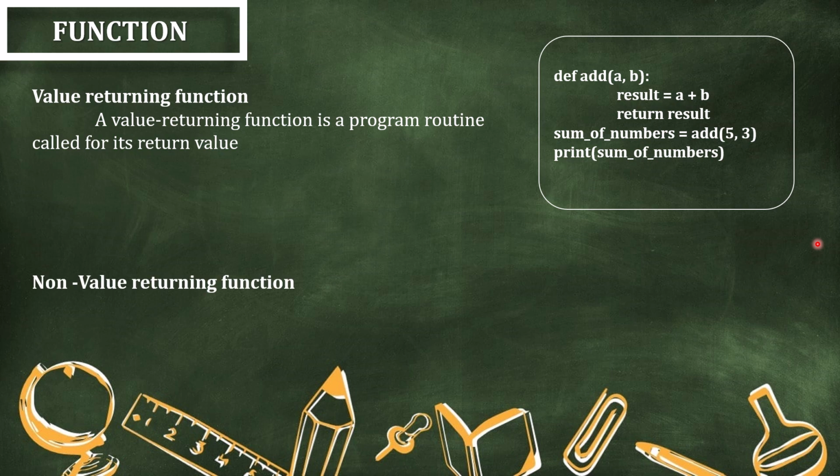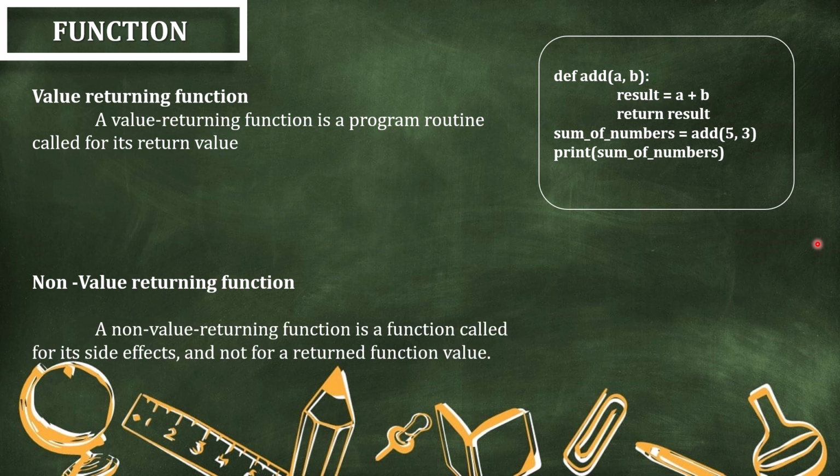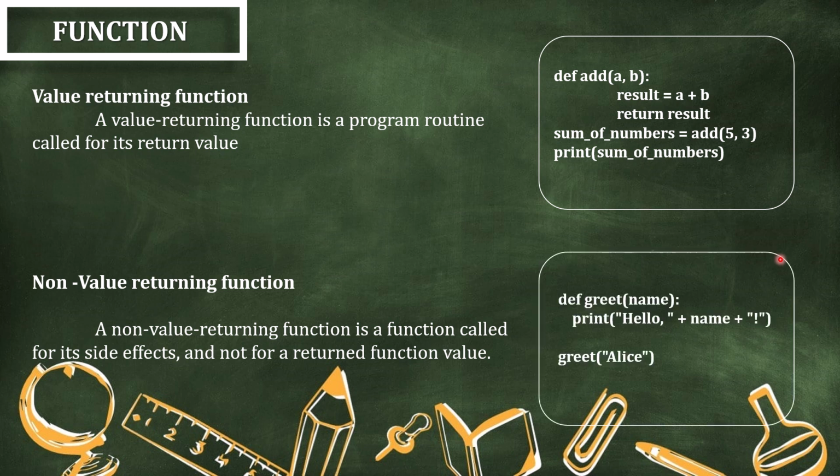Now moving on to the next thing, the non-value returning function. So what is a non-value returning function? It doesn't return any value. A non-value returning function is a function called for its side effects and not for a return value. Here we can see we have the keyword def, and the function name is greet, and we have a formal parameter also, but we are not returning any value here. We just have a print statement. Now we have the function call here, where we are just passing the argument Alice. We are not returning any value, that's why we didn't use the return keyword here. So this is a non-value returning function.